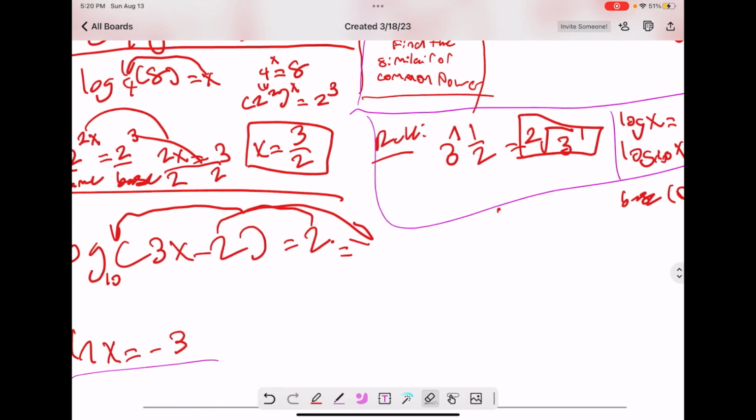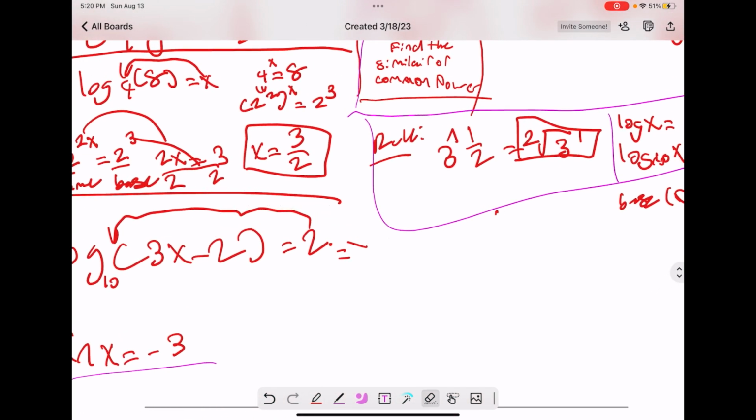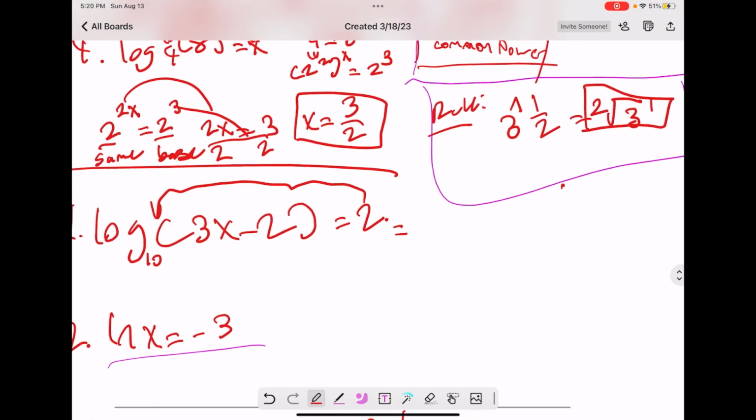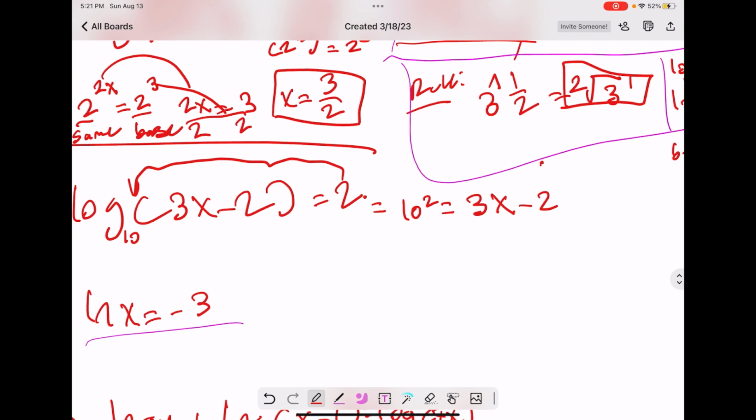So this is going to be equal to, remember, we plop the 2 on the 10, so it's 10 to the power of 2, and that is equal to 3x minus 2. Now we can simplify. 10 to the power of 2 is equal to 100. So 100 equals 3x minus 2.